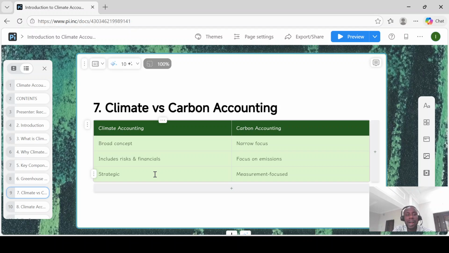Climate versus carbon accounting. When we hear things like climate and carbon accounting, these are mantras today. They are interrelated. While climate accounting is a broad concept, carbon accounting is a narrow focus. So carbon accounting is a subset of climate accounting. Climate accounting involves risk and financials, whereas carbon accounting focuses on emissions, which is Scope 1, Scope 2, and Scope 3 emissions. Climate accounting is more of a strategic vision, a long-term process, whereas carbon accounting is more of a short-term and operational process, whereby we need to control our greenhouse gas emissions.